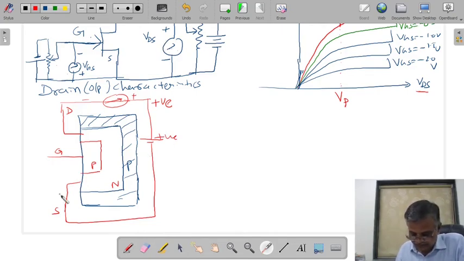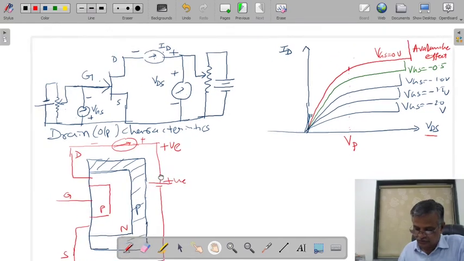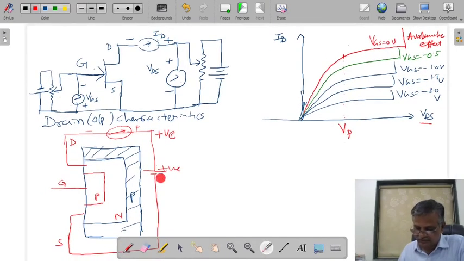Now, this is your zero voltage. As you increase this voltage, your current increases. What is the reason? Here it is a free electron. So under the influence of the electric fields between these two, this electron will go here and you will get the current in this direction, like this. Okay.